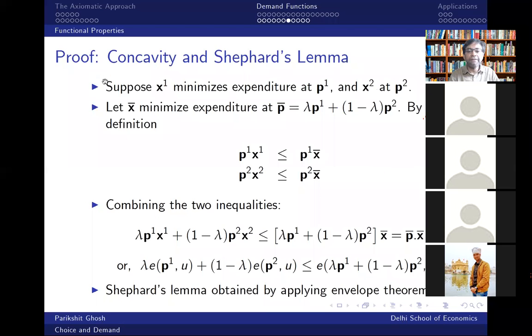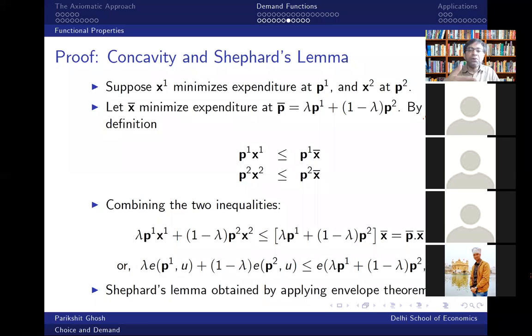So very quickly, let me go through the steps here. It's pretty simple. Let's take two price vectors, P superscript 1 and P superscript 2. These are both price vectors. That's why they're in capital letters, right? They are a whole set of prices. And let's say the optimum quantity vectors are x1 and x2 respectively. So when price vector is P1, optimum choice is x1, and so on.